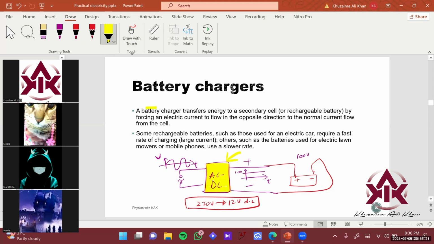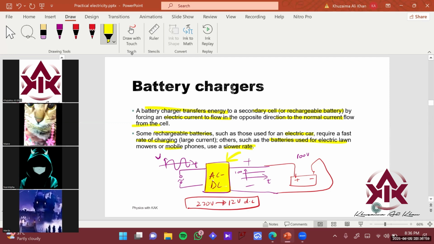A battery charger transfers energy to a secondary cell or rechargeable battery by forcing electric current to flow in the direction opposite to the normal current from the cell, right? Some rechargeable batteries, such as those used for electric cars, require a fast rate of charging. Batteries used for mobile phones need a slower rate. If you use fast chargers, your mobile battery health decreases pretty fast, because it's a drawback: you're pushing the charge in quickly into lithium-ion batteries, right?